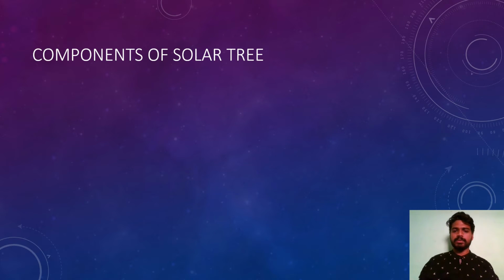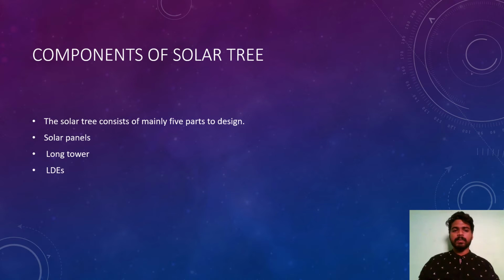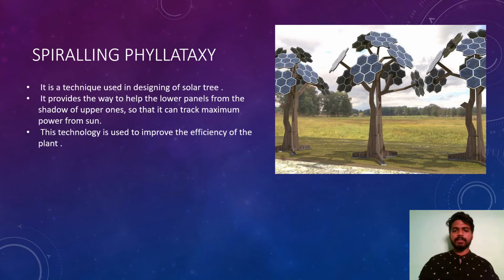Components of a solar tree. The solar tree consists of mainly 5 parts in its design: solar panels, a long tower, LEDs, batteries, and stems for connecting the panels.